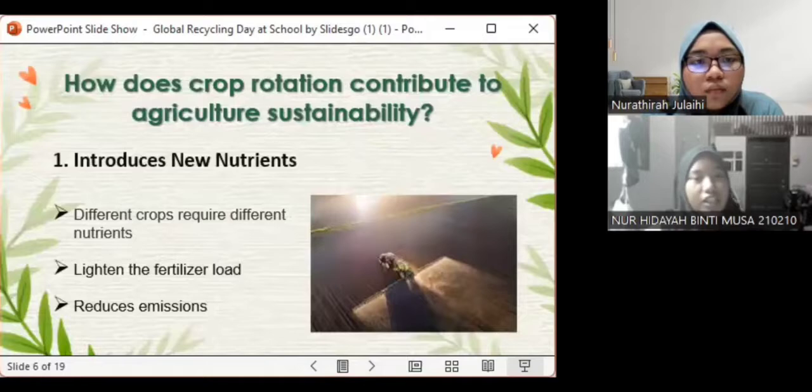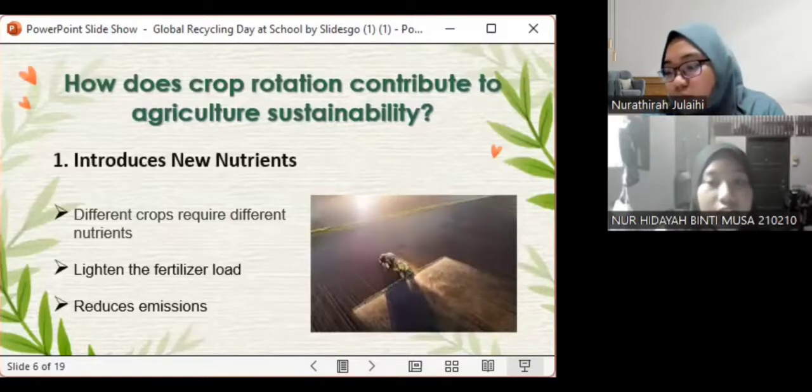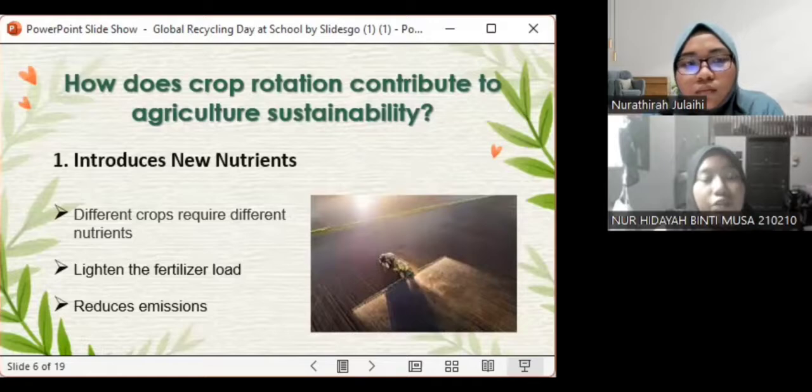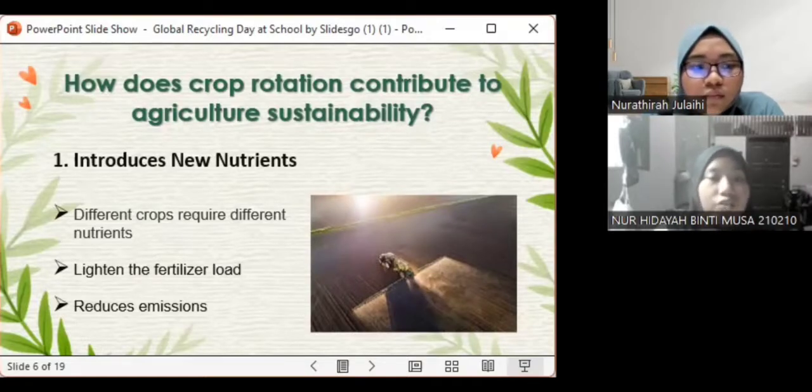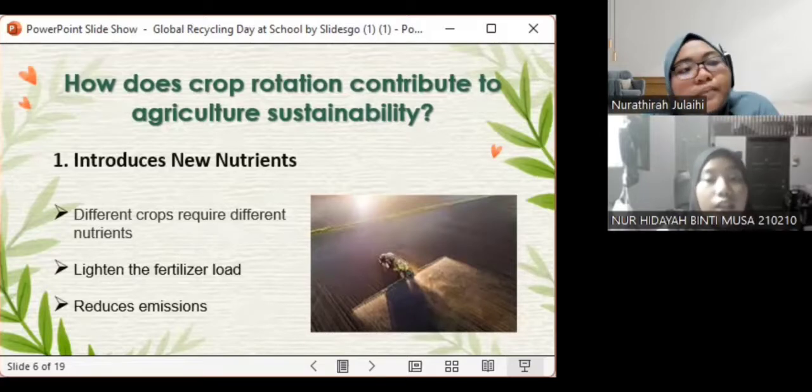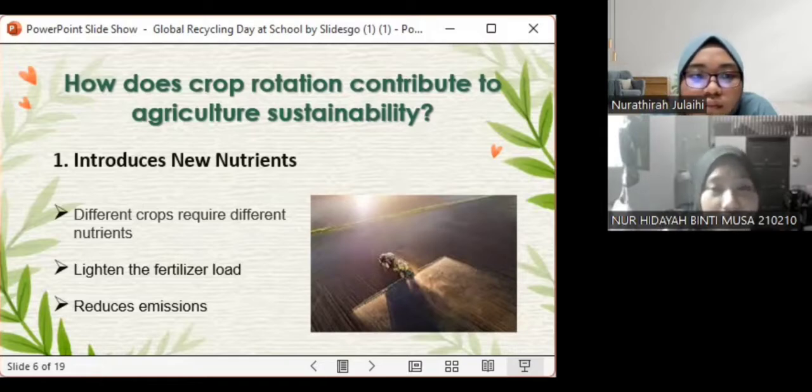How does crop rotation contribute to agriculture sustainability? Different crops require different nutrients to grow. The same essential nutrients will continue to be drawn out of the soil if we keep planting the same crop on the same land. That would require us to spread fertilizer to add them back in. However, crop rotation can help reduce the amount of fertilizer needed because various crops also release varying amounts of nutrients back into the soil. Both the fertilizer itself and the machinery used to disperse it emit greenhouse gases.